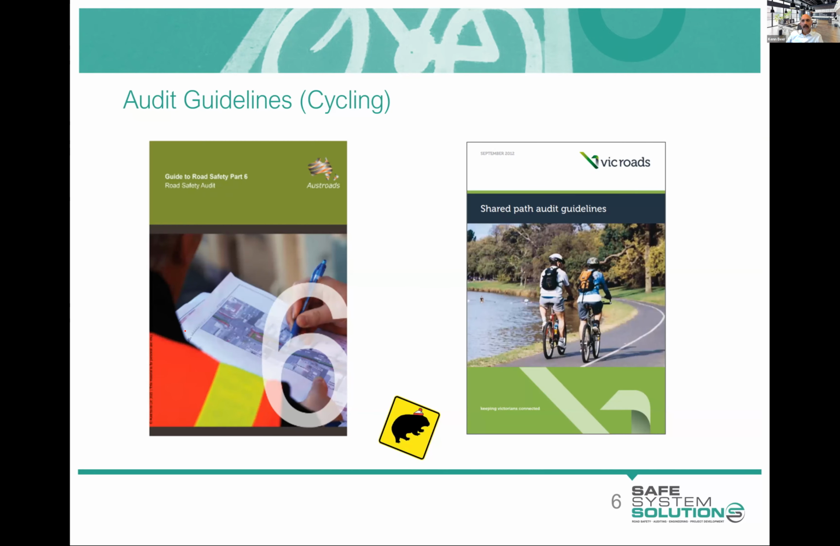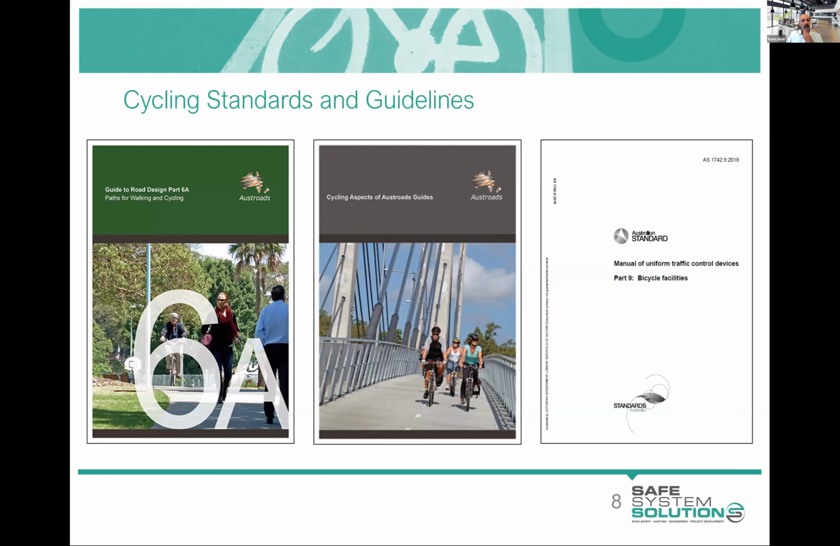But the Australia's Guide, as I said, Part 6 has some good stuff in there, good prompt lists. Victorian government at one point did come up with this document, which is a bit of guidance for shared path audits, and I'll take you through some of that right at the end of the cycling component here, and some of the things we would consider with that.